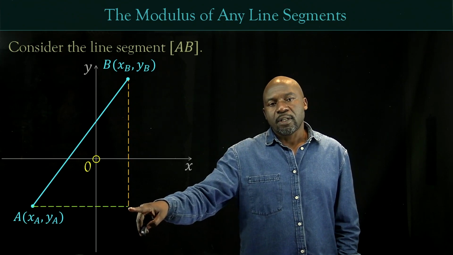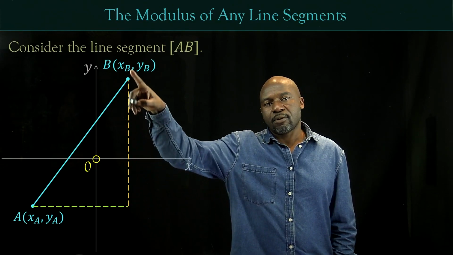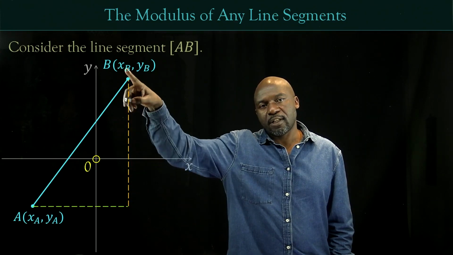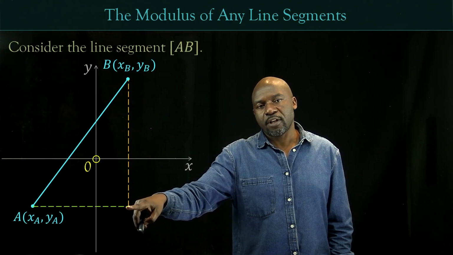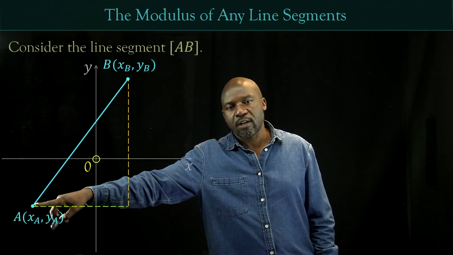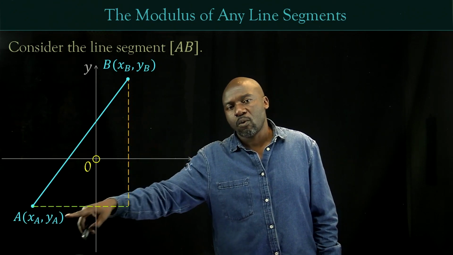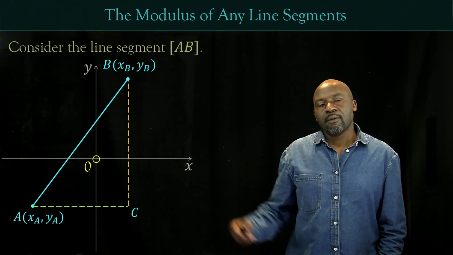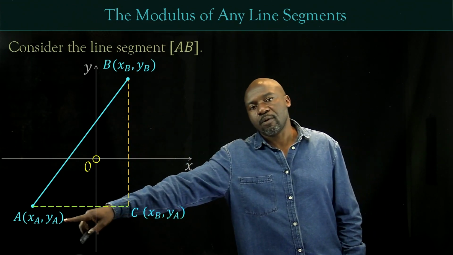Now, what are the coordinates of point C? You should be able to see that the x-coordinate of point C is the same as the x-coordinate of point B, which is just xb. Similarly, the y-coordinate of this point must be the same as the y-coordinate of point A. So the coordinates of this point, which I'm going to call C, must be xb, ya. The x-coordinate must be xb and the y-coordinate must be ya.